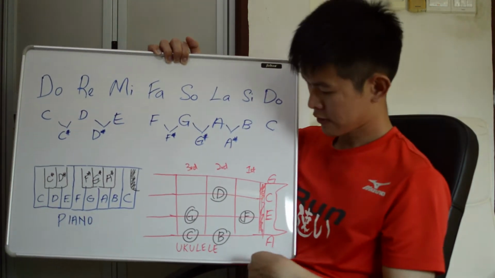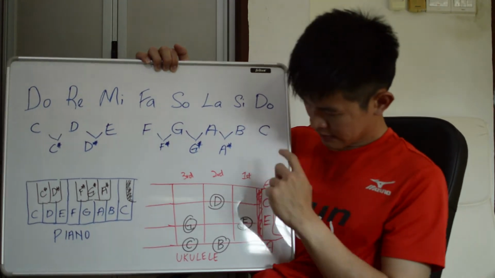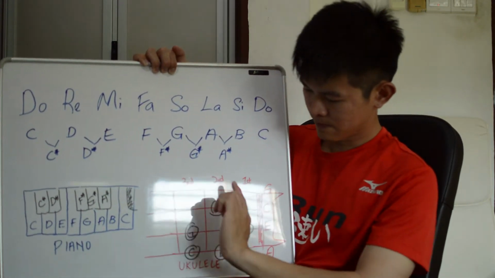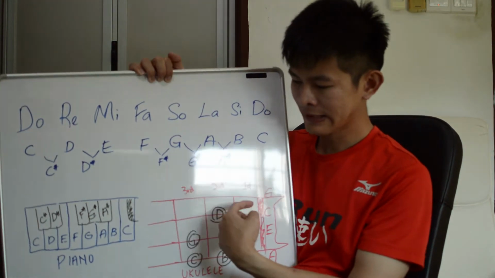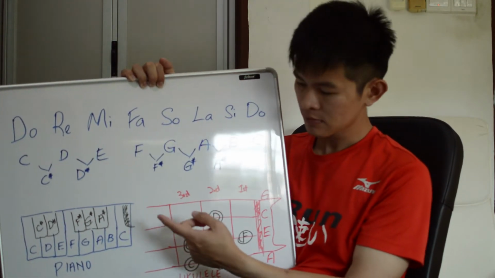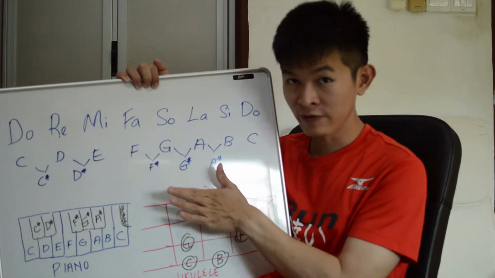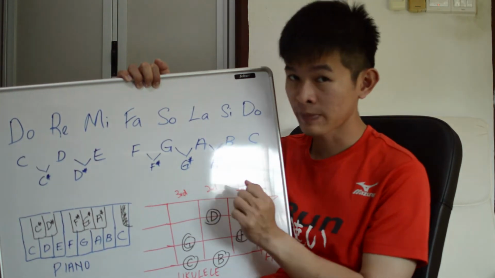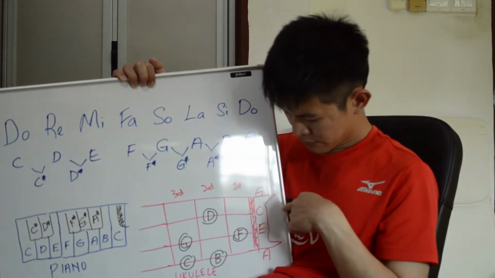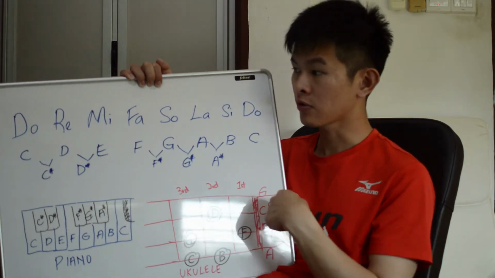Because the top one is the high G string, normally we just ignore it first, just to play a very simple Do Re Mi Fa Sol. So the second one is C. Oh, C is Do, right? C.